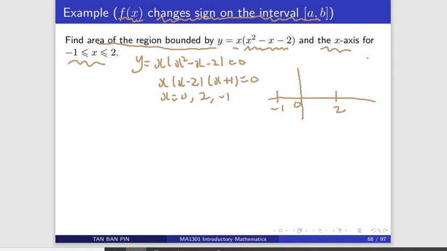And if you sketch the curve, it should give you this curve. This is an x cubed curve. If you expand it out, it's x cubed minus x squared minus 2x, so it gives you a cubic expression, which will look like this. And what you want is to find the area of the region bounded by the curve y equal to x(x squared minus x minus 2) and the x-axis from minus 1 to 2. So which means you want this area and the other area.